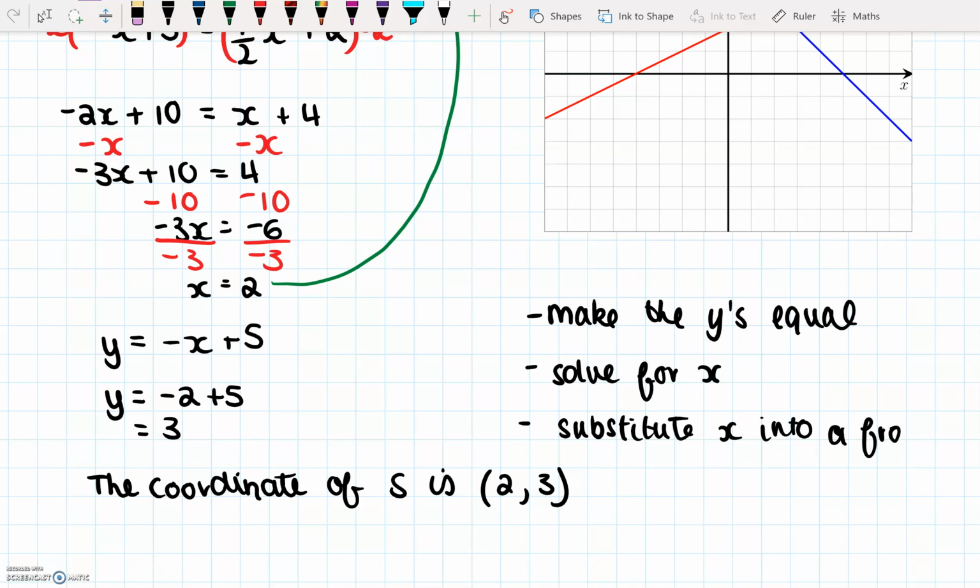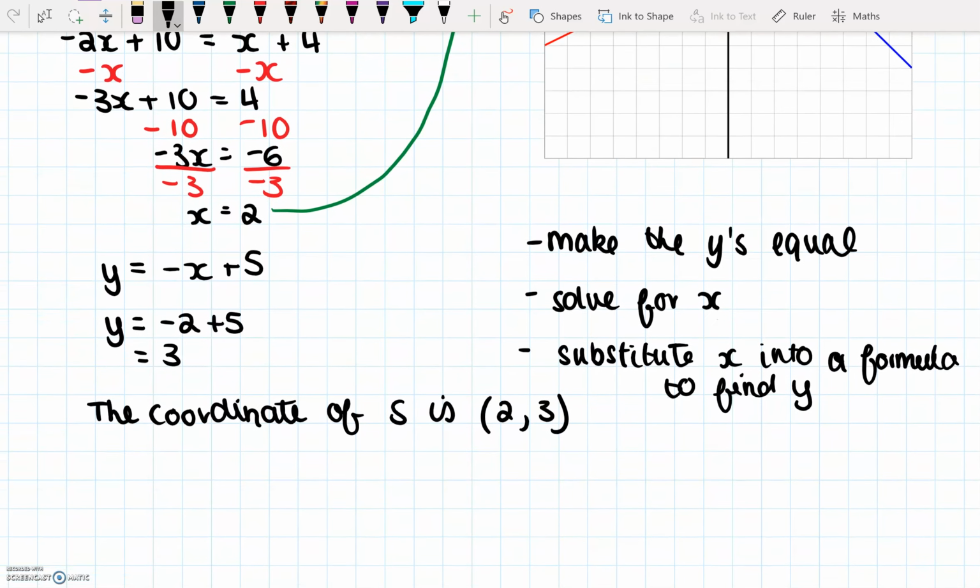Ooh, helps if I can spell. To find y. And then the final step is write as a coordinate. Okay, good luck.